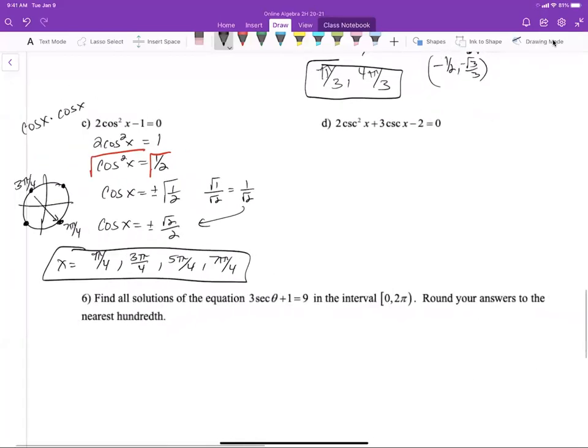All right, next one. This is quadratic with respect to cosecant. I have to find 2 numbers that multiply to a -4. Let's see if I can do that. 2 times -2 is a -4. And add to a +3. Those values will be a +4 and a -1.